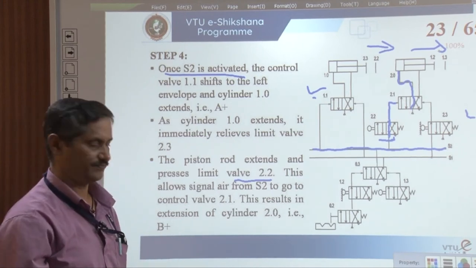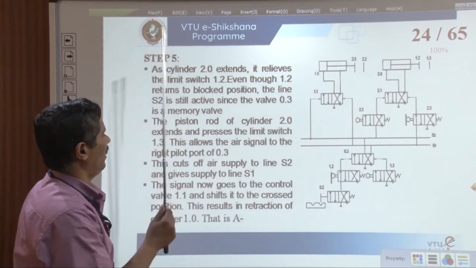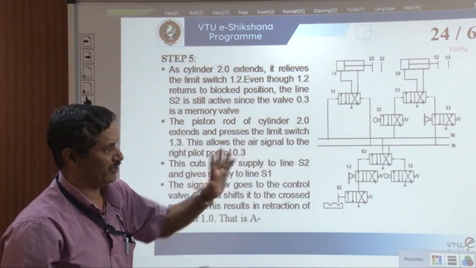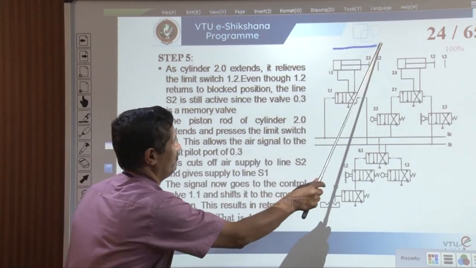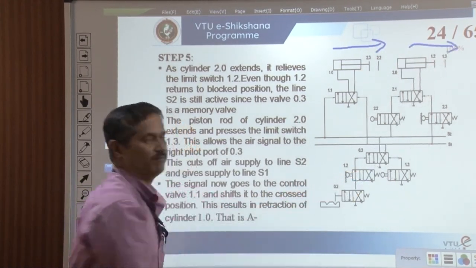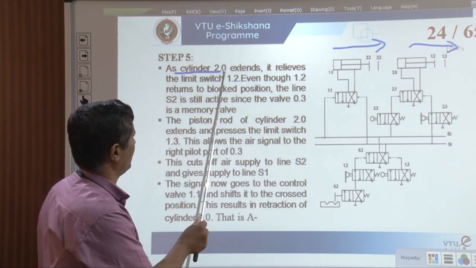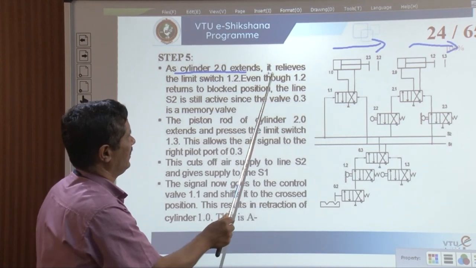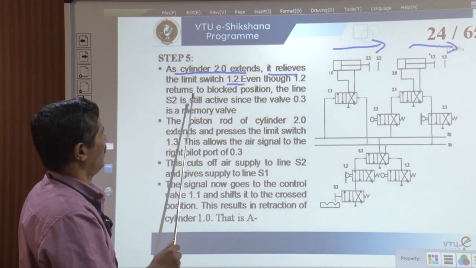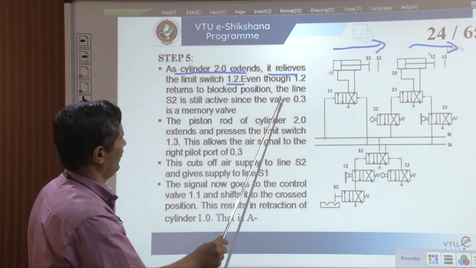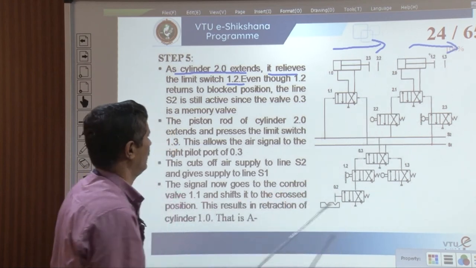So, B+ happens. So, now observe, as it cannot be put in one slide, I am trying to take it to the next step, with the same sequence. So now we have already done A plus and then we have done B plus. So according to this now, in the next step, the cylinder 2 gets extended, that we have done. It releases the 1.2, it releases this signal. That is okay. And the line S2 is still active, so memory valve, S2 is active, so that happens already.